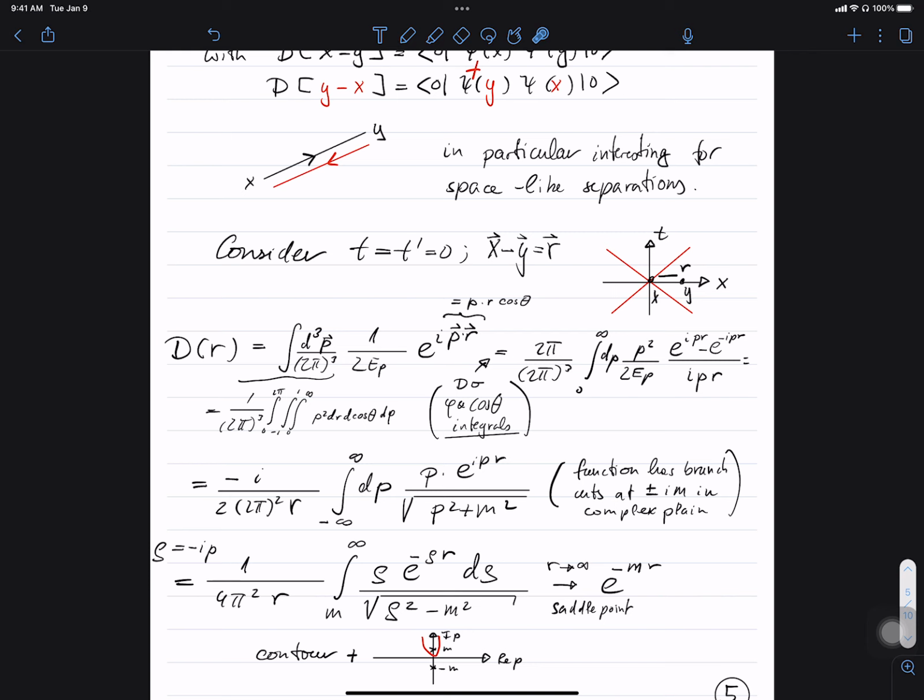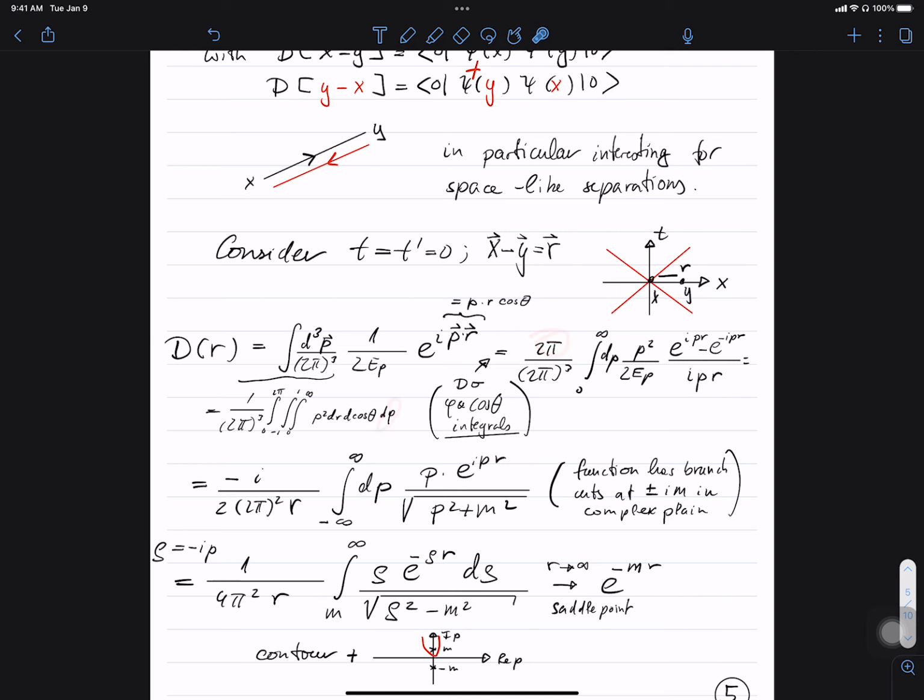This measure can now be written as the integral over p, p squared dp, the integral over the magnitude. Then we have d phi. There's no phi dependence. Integrating d phi from 0 to 2 pi will just give us 2 pi. And the integral over d cos theta will play a role. So first we do the integral over phi because it's easy.